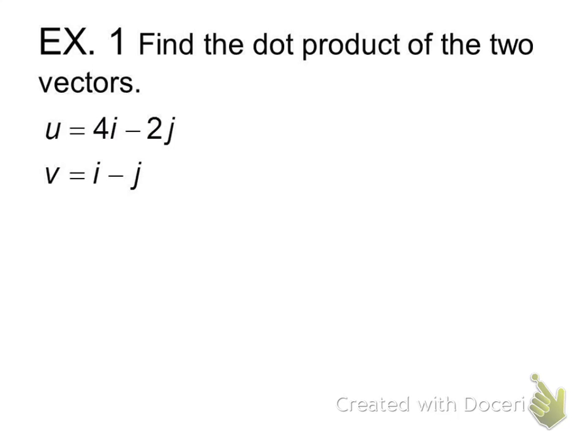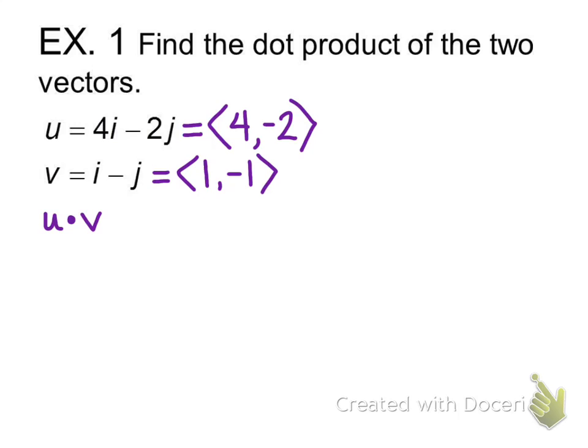Example 1 says to find the dot product of these two vectors. The first thing we're going to do is write these two vectors in component form. So vector u, 4i minus 2j, is equal to 4, negative 2. And vector v, i minus j, will be the vector 1, negative 1. Now that we have our vectors in component form, u dotted with v is going to equal the vector 4, negative 2 dotted with the vector 1, negative 1.